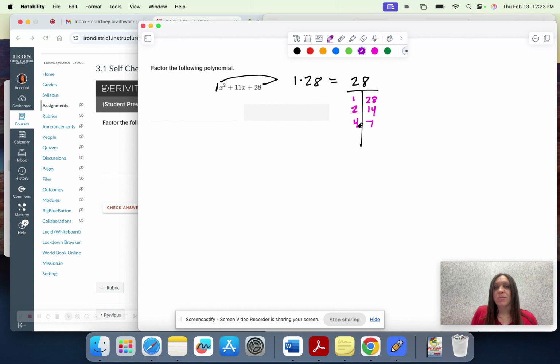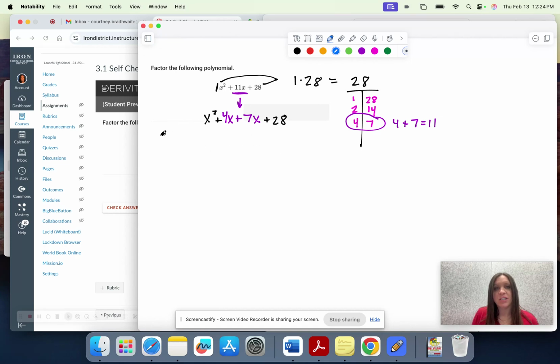Okay, so I have these two numbers that I need to use. I have to pick one, and I decide which one by looking here at my middle number. It's 11. So when I look at these three, I can see that 4 plus 7 is 11. So I'm going to use those two numbers to factor. Okay, so 11 is really 4x plus 7x. See how all I'm doing is I'm rewriting the middle. So 4x plus 7x is 11.